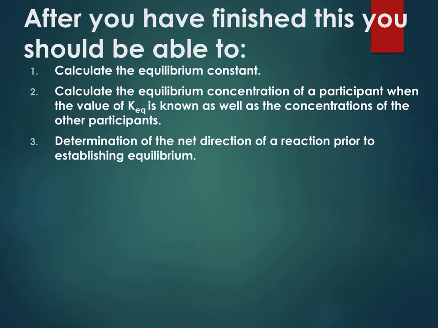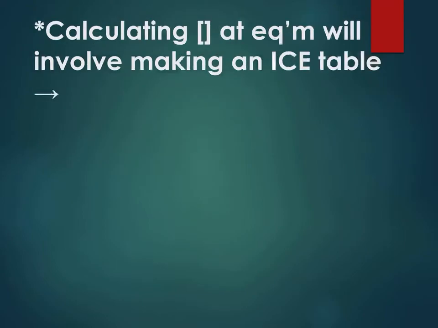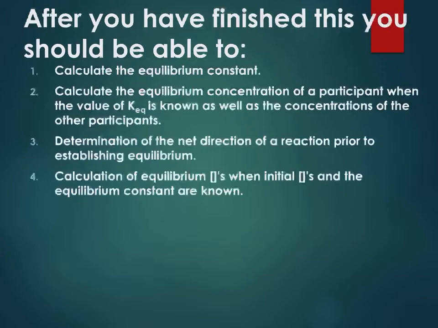Determine what is the direction of the reaction prior to establishing equilibrium. So if K is greater than 1, less than 1, or if it's equal to 1 at equilibrium. So then we are going to calculate the concentrations when initial concentrations and the equilibrium constant is known. That's one of the types of problems we're going to do in this lesson. And there's sort of a variety there.